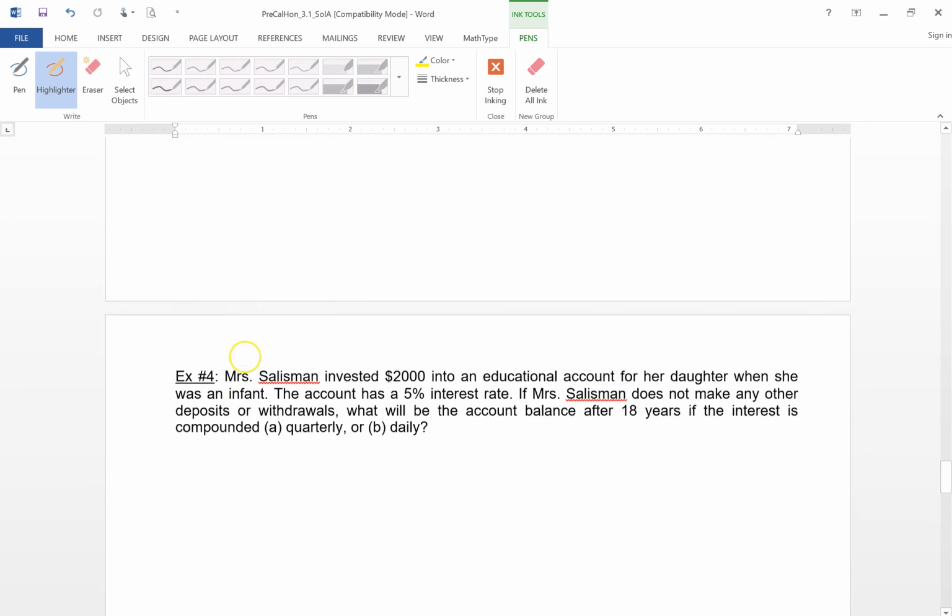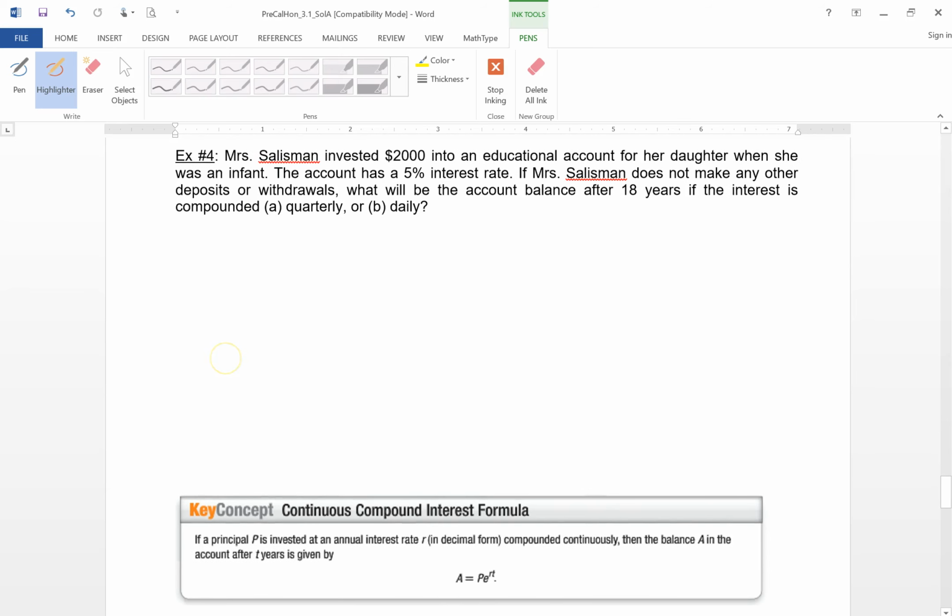Let's solve a problem with it. Alright, so this person invests $2,000 into an educational account for her daughter when she was an infant. The account has a 5% interest rate. If she does not make any other deposits or withdrawals, what will the account balance be after 18 years if the interest is compounded quarterly or daily?